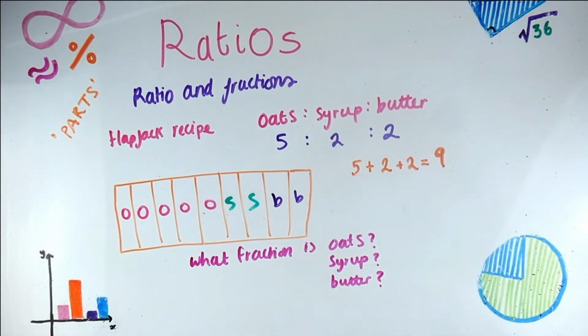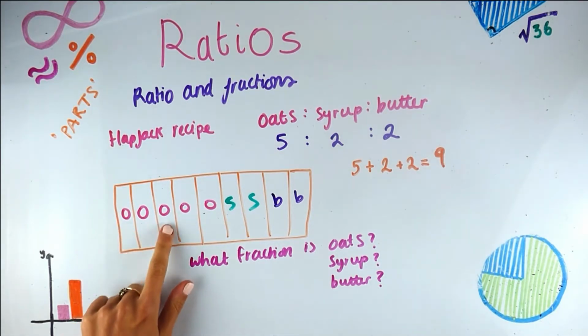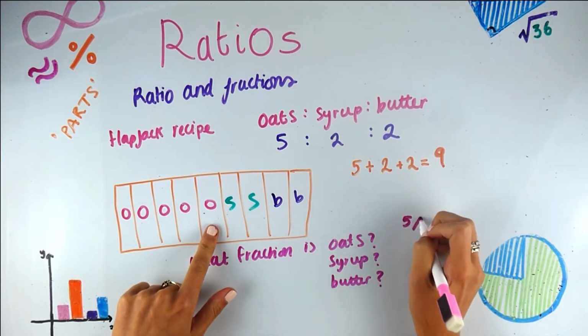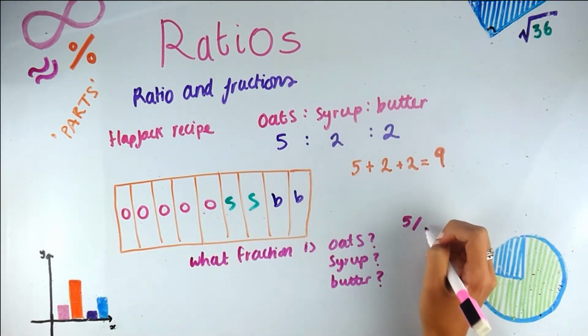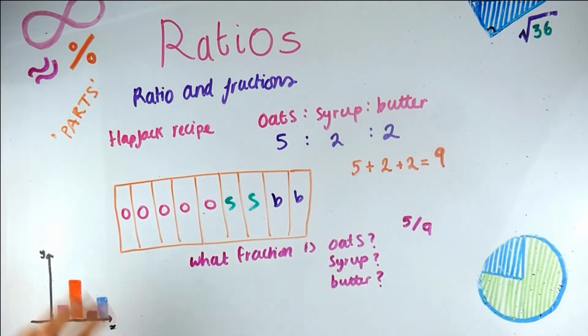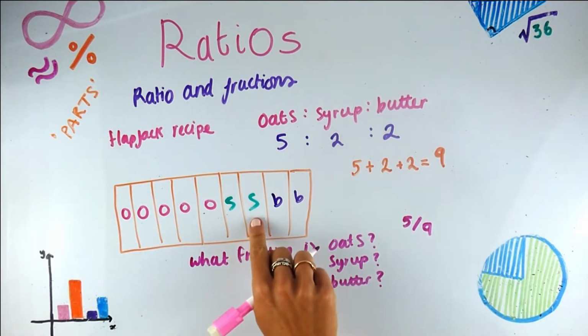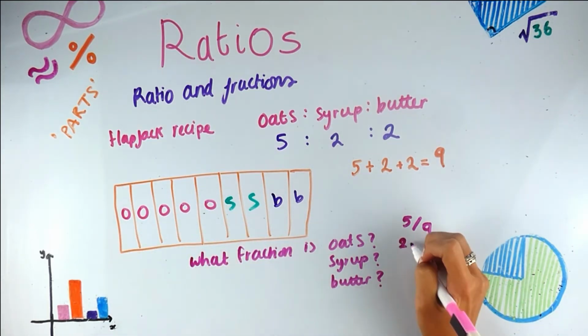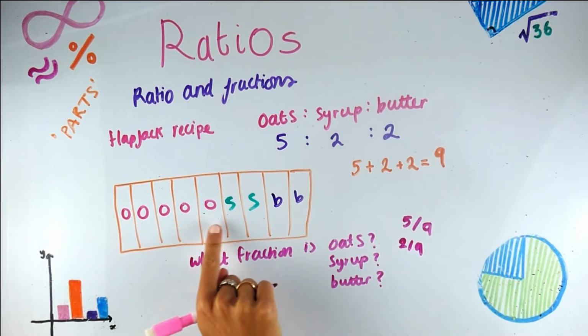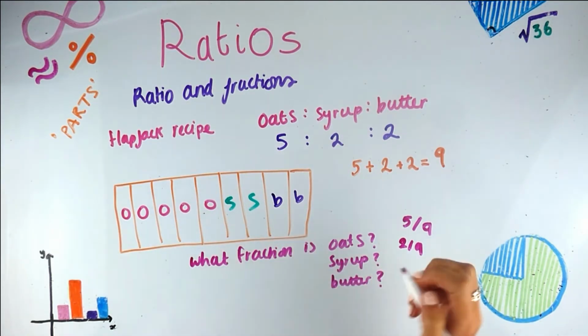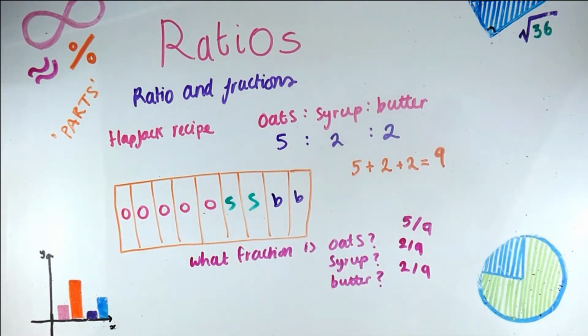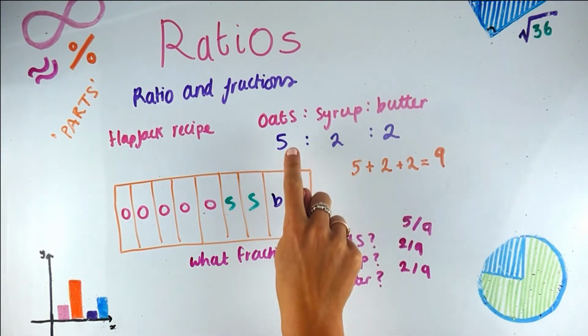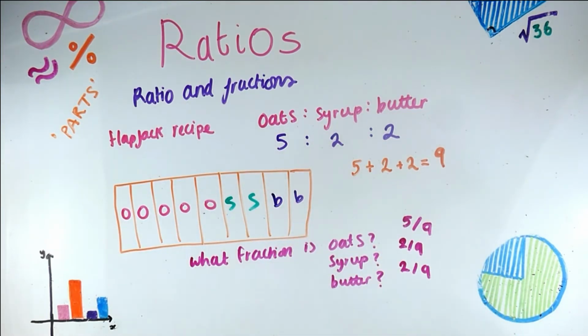I'm just lazy, don't want to write it out. So the fraction of oats, so we're just working with fractions now, is there are 5 oats out of the whole 9 parts. So it's 5/9 of this are oats. What about syrups? There are 2 of the 9ths. So each one of these is a 9th because it's split into 9. And the butter the same, so 2 of those 9ths are butter. So that's how you work out a fraction. You get the total parts and then you stick the number over the total parts. So we will also look at another example of this.